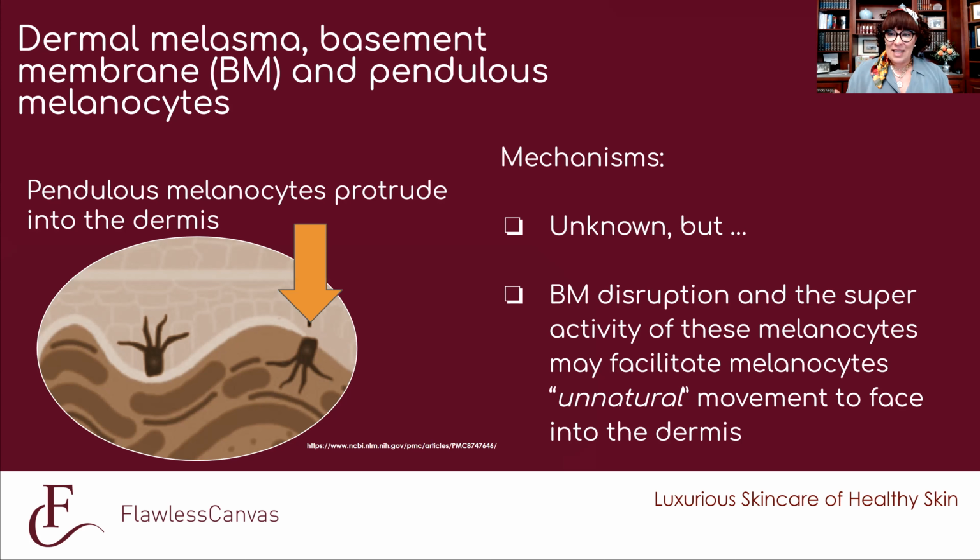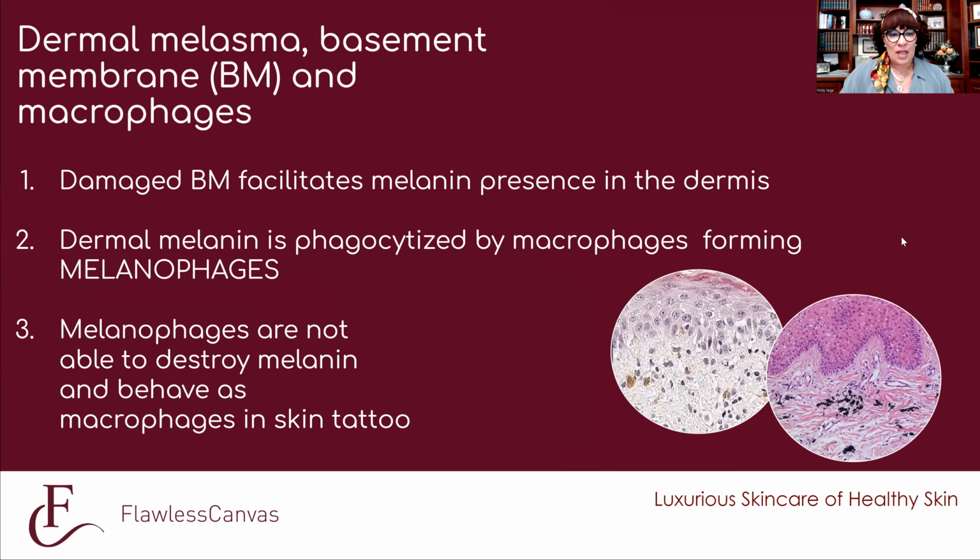In the case of dermal melasma, for some reason that we don't know, these melanocytes flip and basically protrude their dendrites into the dermis and start transferring the pigment there. So we don't know why this unnatural movement happens, but we do know that the disruption of the basement membrane is a requirement for this flip in the melanocytes' orientation.